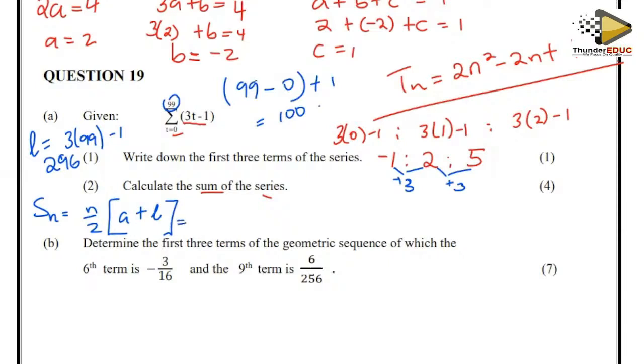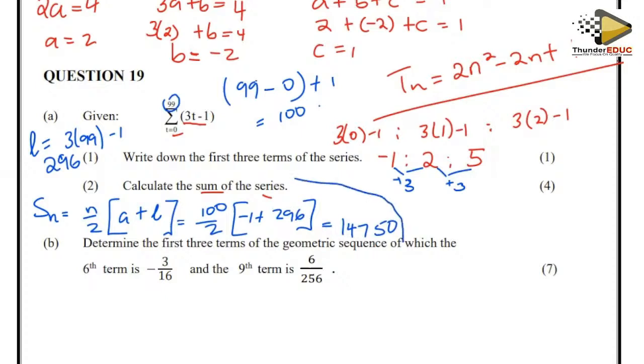So that's going to be 100 divided by 2 into the first term is -1 plus 296. That's going to be 100 over 2 into -1 plus 296. Then that is 14750. 14750. That's what I'm getting with this format of the last term.